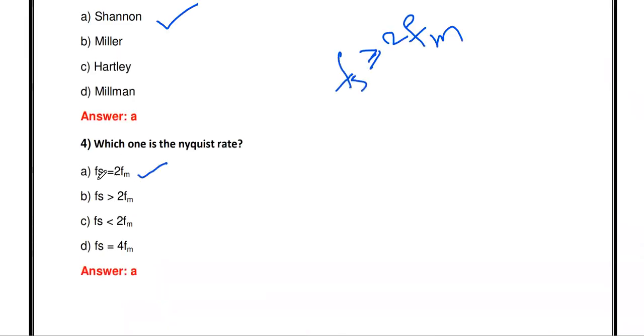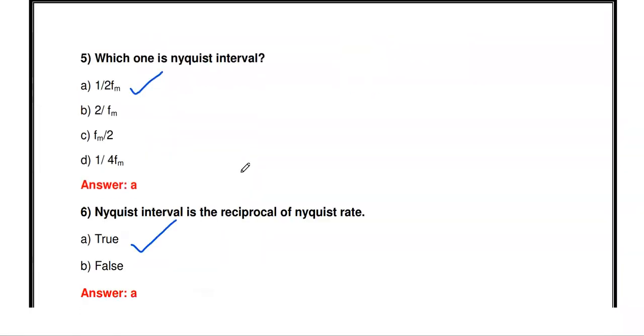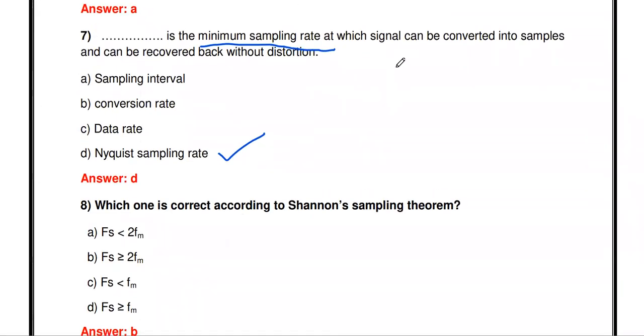So you see this question, the Nyquist rate or Nyquist sampling rate, Fs is equal to 2 Fm. This is the minimum sampling rate at which the signal can be converted into samples and can be recovered back without distortion on the receiver side. So this is the answer.